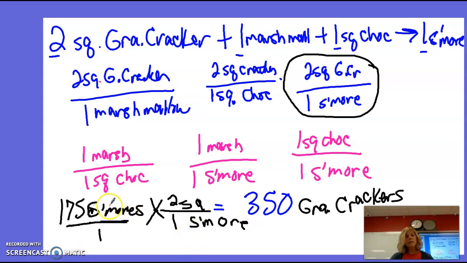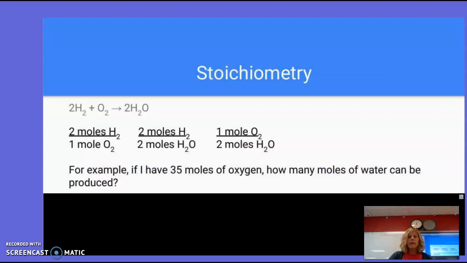Now remember, I'm only talking about s'mores and graham crackers, but I need to have enough of these other ingredients as well. But since I'm not in charge of that, I'm not going to worry about those right now. But I know if I'm in charge of bringing the graham crackers, I need 350 graham crackers. So how would I set this up if, let's say I'm looking at the equation for water, I have 35 moles of oxygen, how many moles of water could be produced?